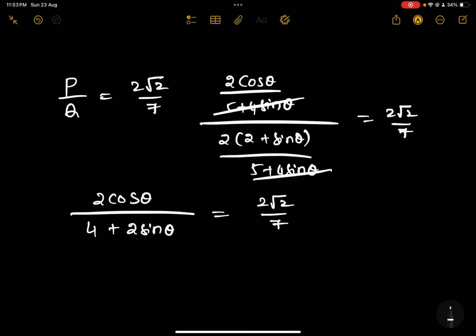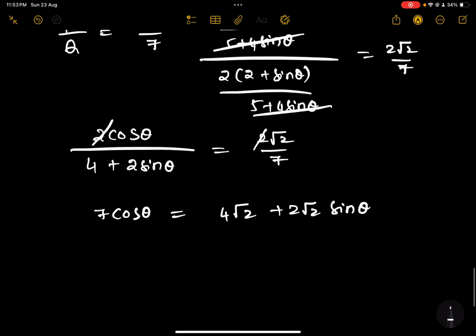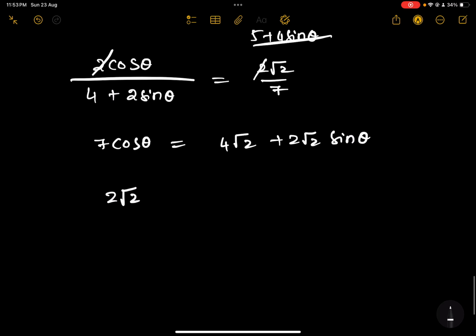This is what you have. This 2 and this 2 will get cancelled. Now cross multiply. 7 cos theta is equals to 4 root 2 plus 2 root 2 sin theta. This is what you have. Now 2 root 2 sin theta minus 7 cos theta plus 4 root 2 is equals to 0. And that's what you have.